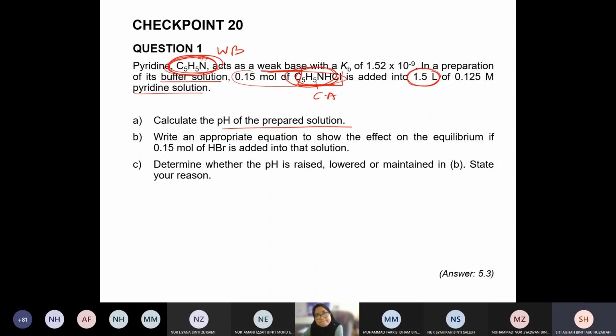Okay, right. So calculate the pH of the prepared solution. So you pakai Henderson. Find out the pH. Cuba calculate, dapat tak 5.3?